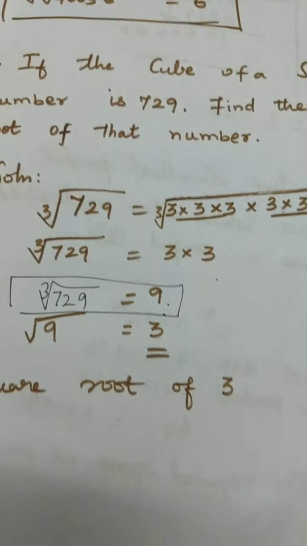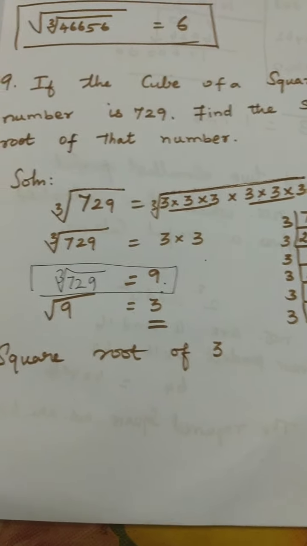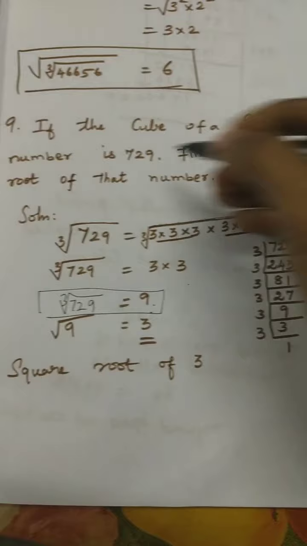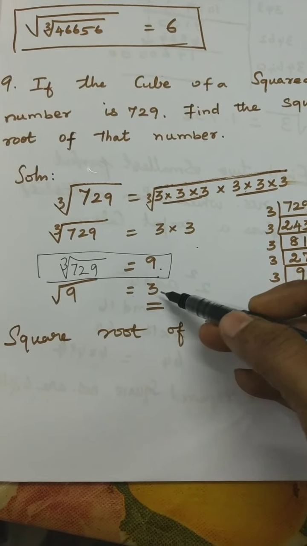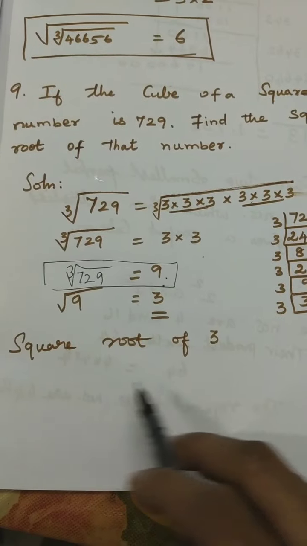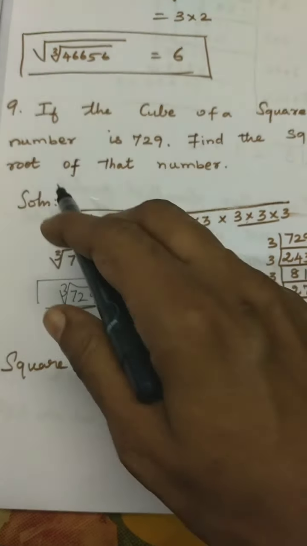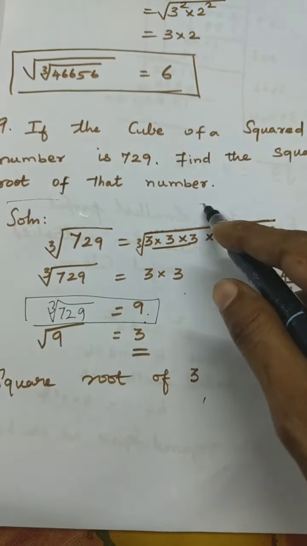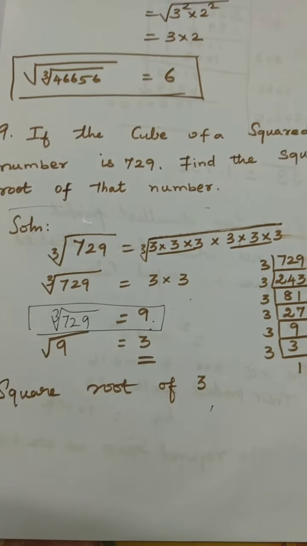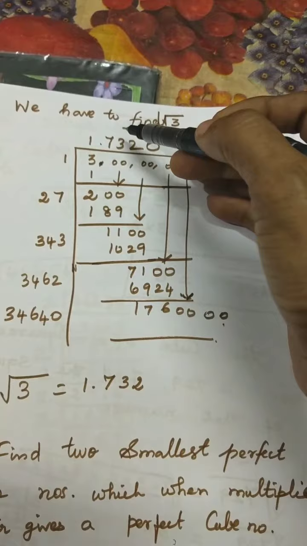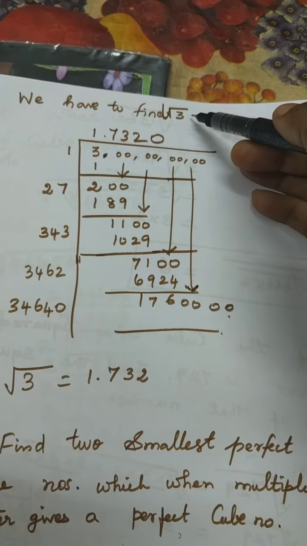Now next, for that you have to find the square root of 9. Square root means 3 3's are 9, so taking one 3 outside, the square root of 9 is 3. That only you have to find, the square root of that number. You have to find the square root of this 3. We have to find the square root of 3.